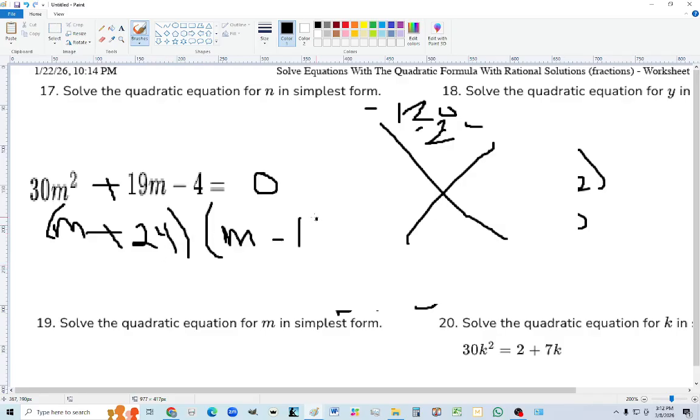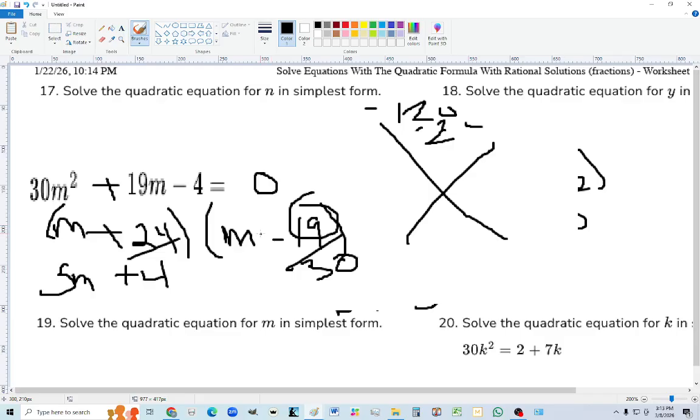Plus 24 minus 19. Divided by 30. They're both divisible by 6. I get 5 and 4. 5m plus 4. That looks right. This is the one that I screwed up. Yeah, minus 19. They're not divisible by anything. So it's become 30m minus 19? No. They're not divisible by 5. I'm going to have to go back and do this again because I screwed something up here.